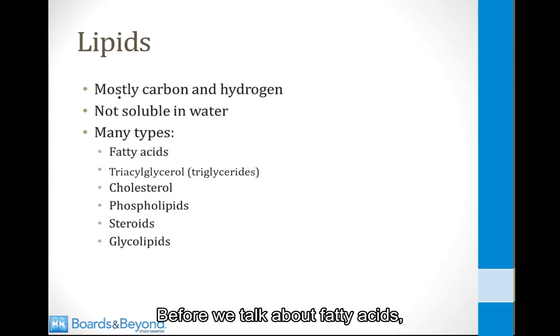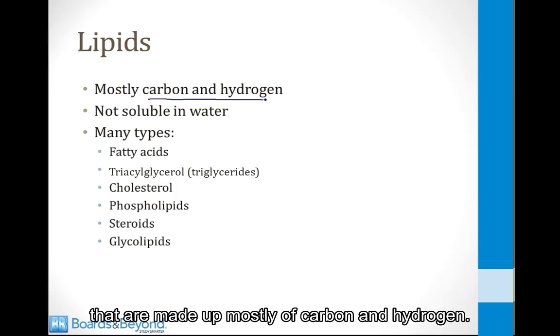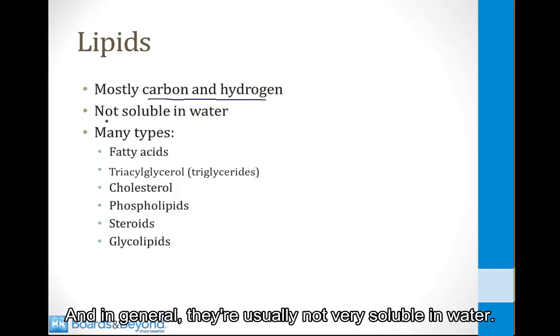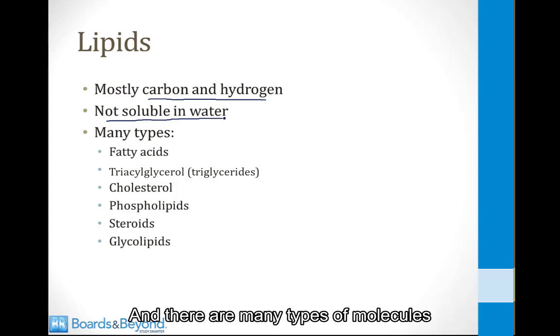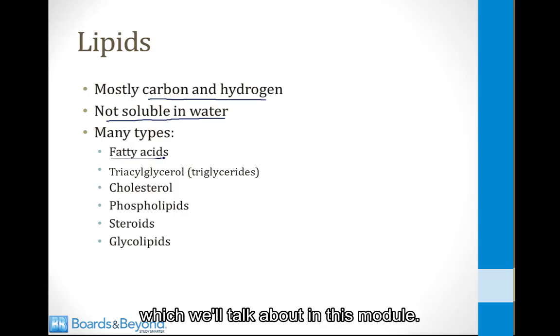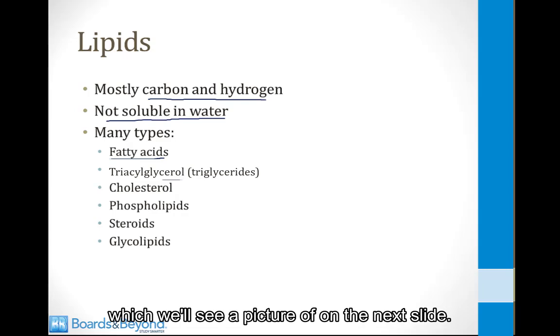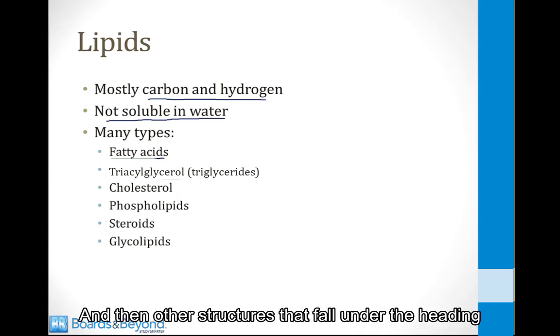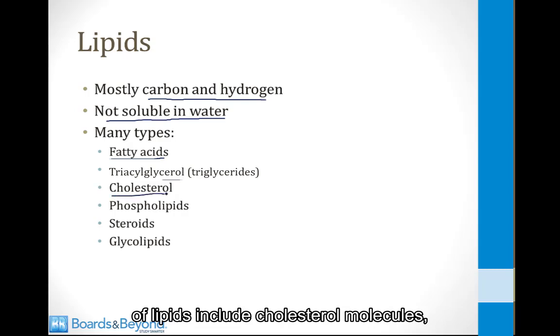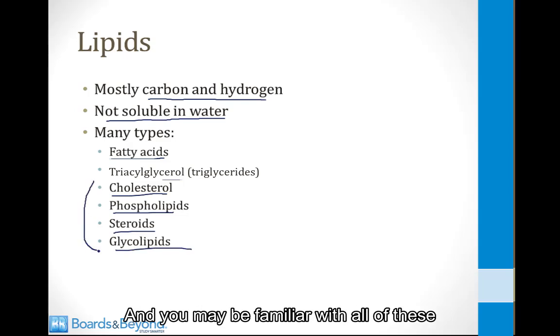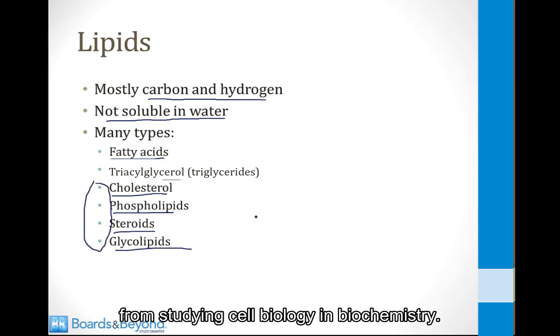Before we talk about fatty acids, let's define the broad term of lipids. Lipids are structures that are made up mostly of carbon and hydrogen, and in general they are usually not very soluble in water, and there are many types of molecules which fall under the heading of lipids. This includes fatty acids, which we'll talk about in this module. This also includes molecules called triacylglycerol molecules, or triglycerides, which we'll see a picture of on the next slide. And then other structures that fall under the heading of lipids include cholesterol molecules, phospholipids, steroids, and glycolipids, and you may be familiar with all of these from studying cell biology and biochemistry.